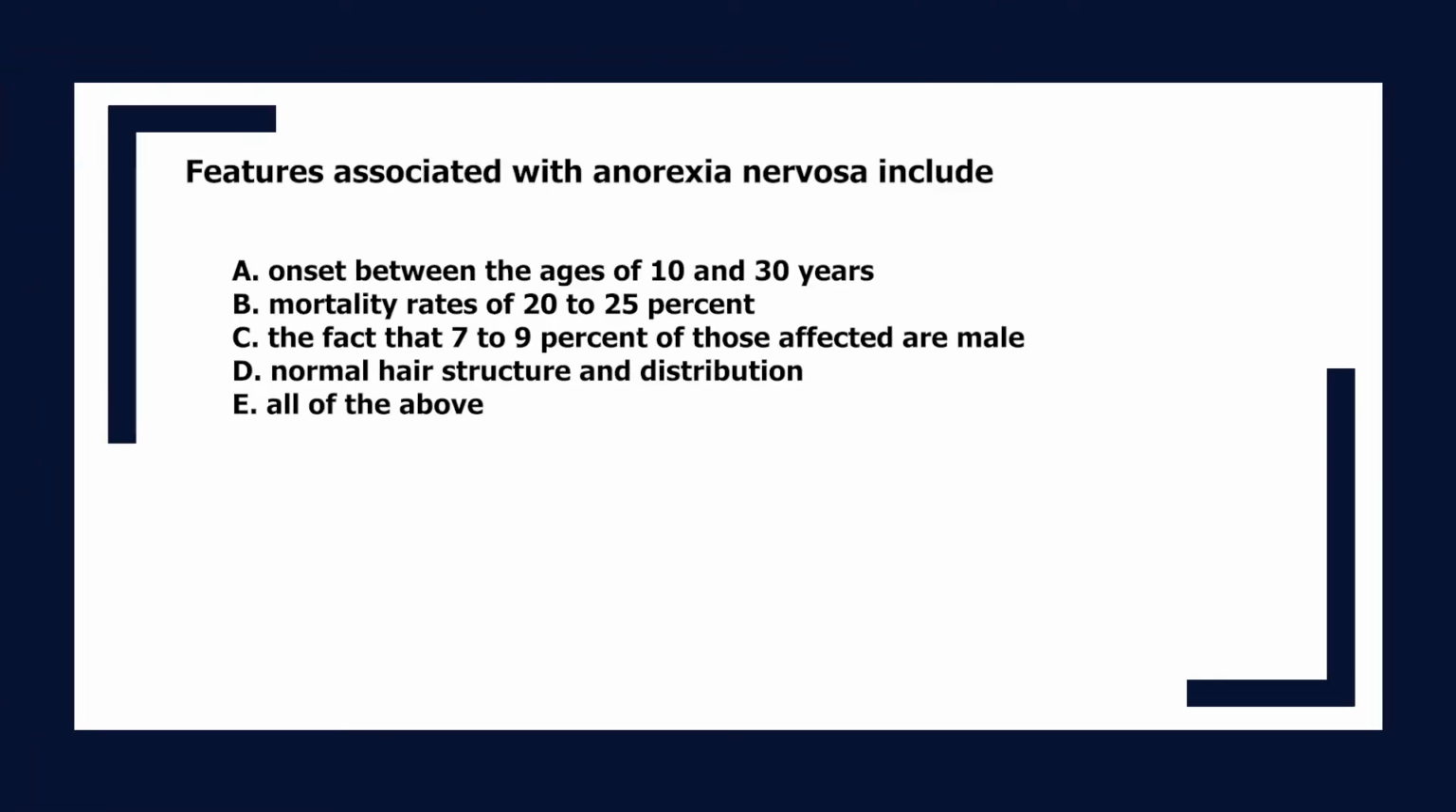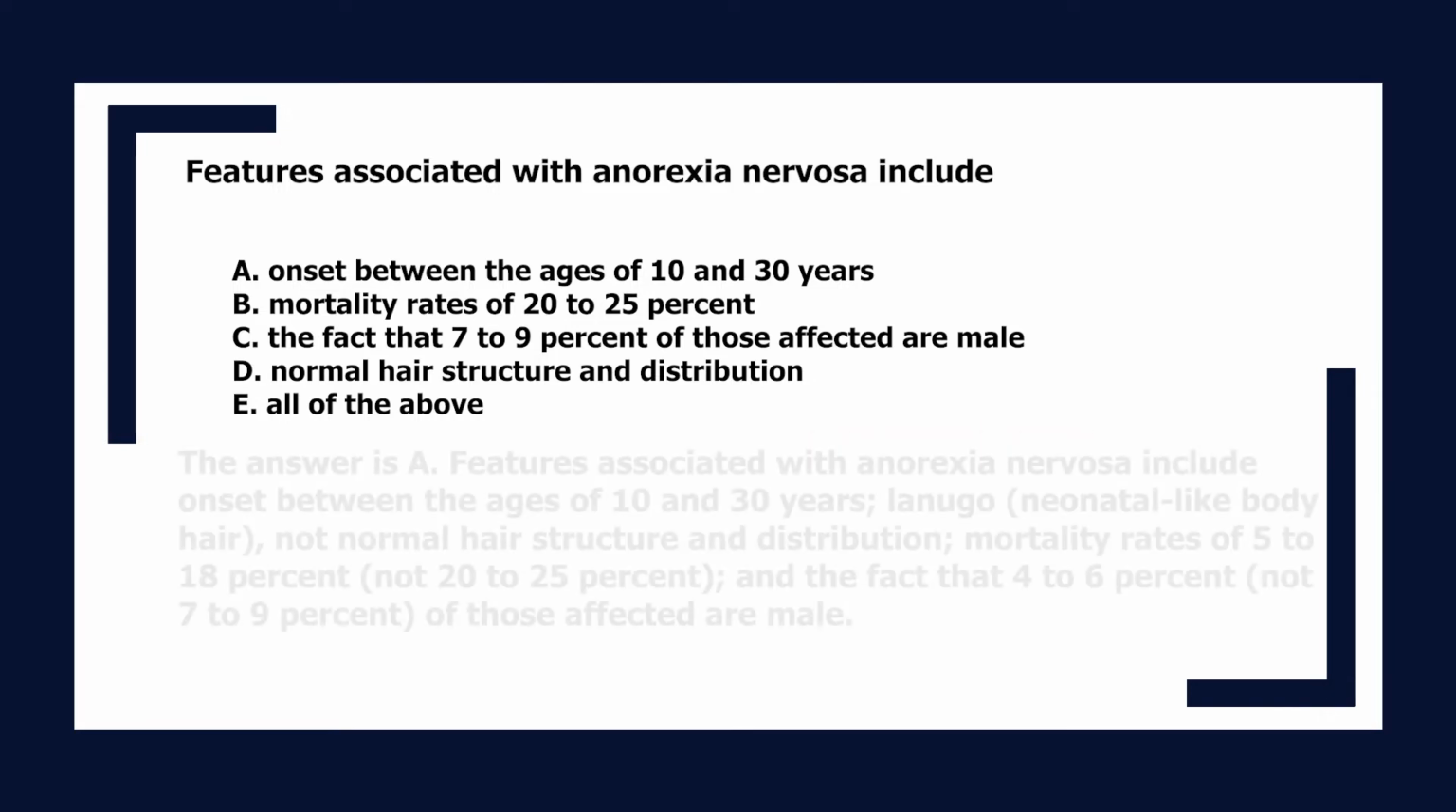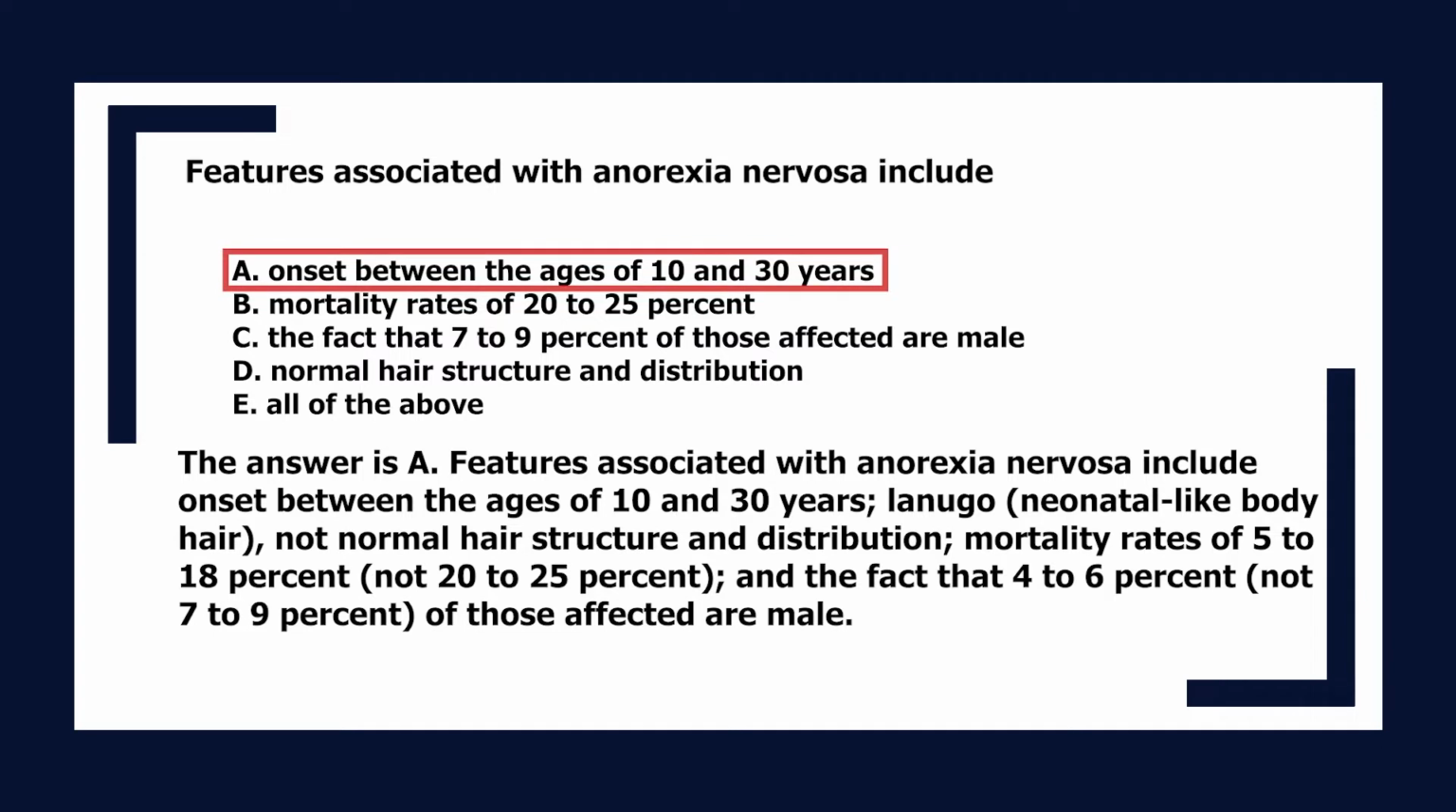Features associated with anorexia nervosa include A. Onset between the ages of 10 and 30 years. B. Mortality rates of 20 to 25%. C. The fact that 7 to 9% of those affected are male. D. Normal hair structure and distribution. E. All of the above. The answer is A. Features associated with anorexia nervosa include onset between the ages of 10 and 30 years. Lanugo, neonatal-like body hair, not normal hair structure and distribution. Mortality rates of 5 to 18%, not 20 to 25%. And the fact that 4 to 6%, not 7 to 9%, of those affected are male.